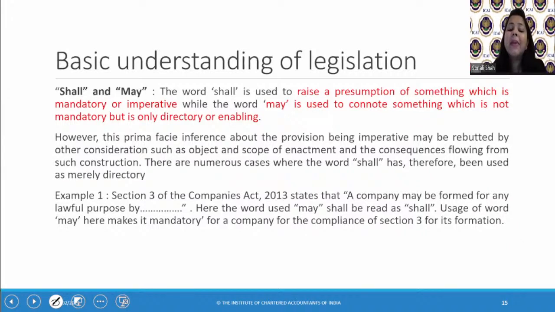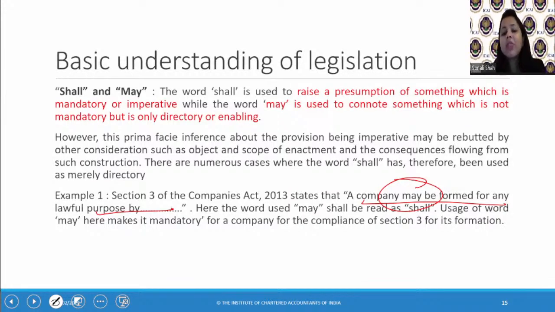So if you look at this, Section 3 says a company may be formed for any lawful purpose. So what does this say? May be formed. Generally, whenever the word may is used, it is said to be directory in nature. That means it is not mandatory. But do we interpret it that way here? So here the word may is interpreted as shall. That means it is mandatory that a company can be formed only for lawful purposes. A company can never be incorporated for anything which is unlawful or illegal in nature.